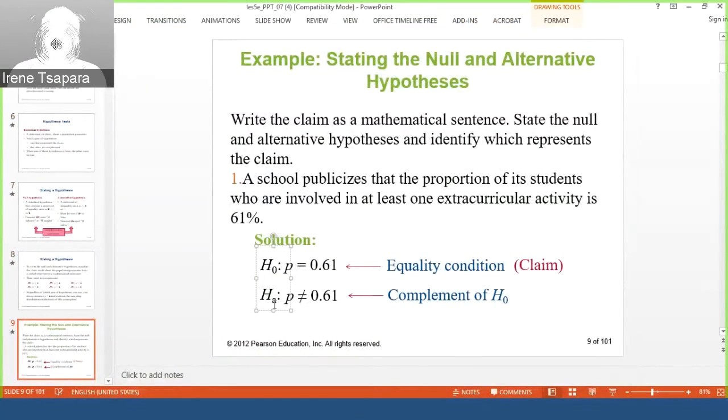You get the alternative hypothesis, that is, the proportion of the students that are involved in at least one extracurricular activity is not 61%. This is the complement of HO. And this is how you set up the pair of the null and alternative hypothesis. In this case, the claim will be the HO, and the HA will be the opposite, the complement of the claim. Now, no matter where the claim would be, in HO or in HA, your test will run on HO.